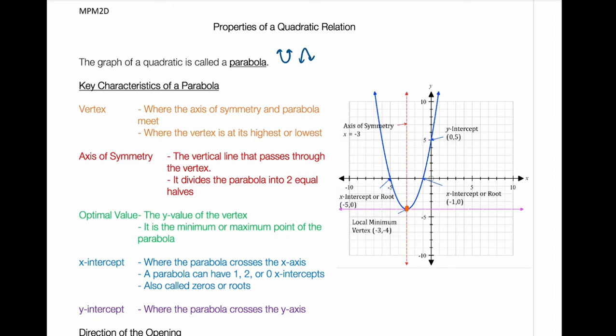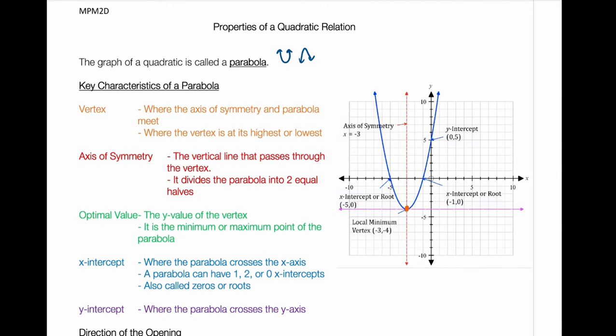The axis of symmetry, which we can see here in red, is a vertical line that passes through the vertex. It's not always going to be shown, but you could draw it in if you wanted to. When that vertical line passes through the parabola at the vertex, it divides the parabola into two equal halves. The reason it's called the axis of symmetry is that the parabola is symmetrical on both sides of this line.